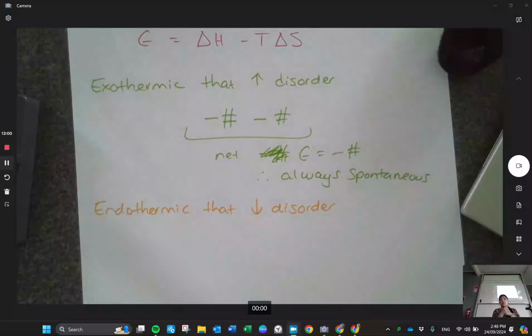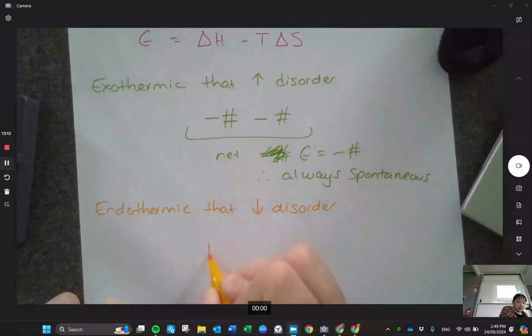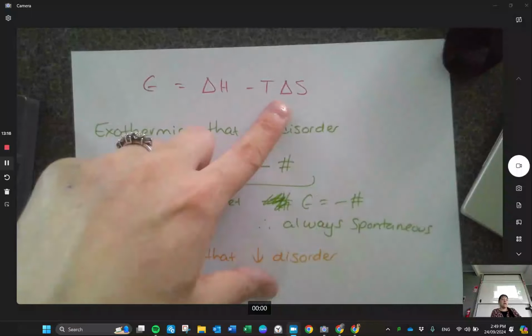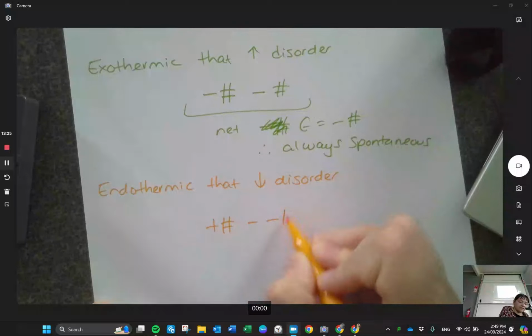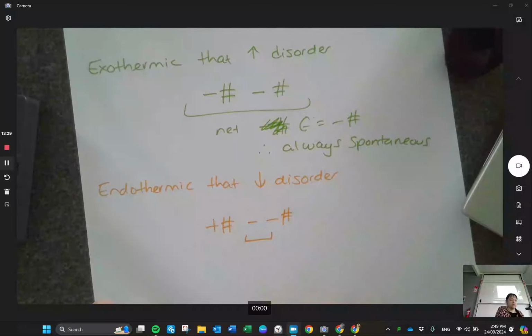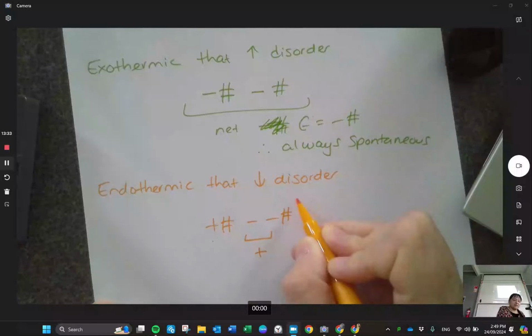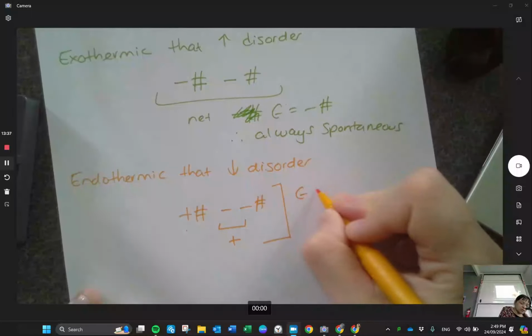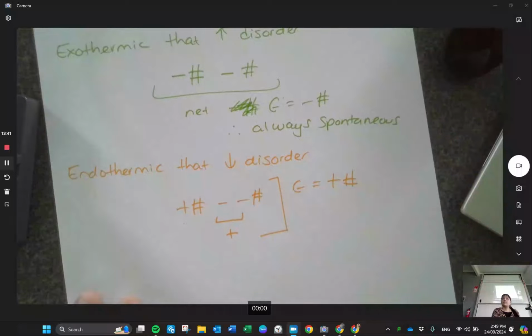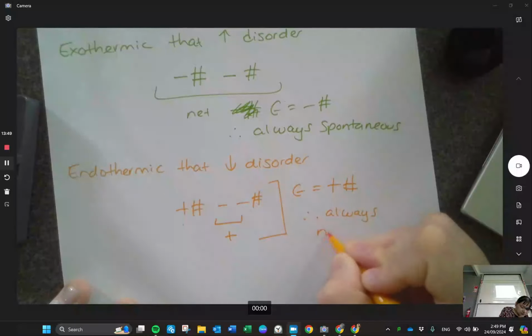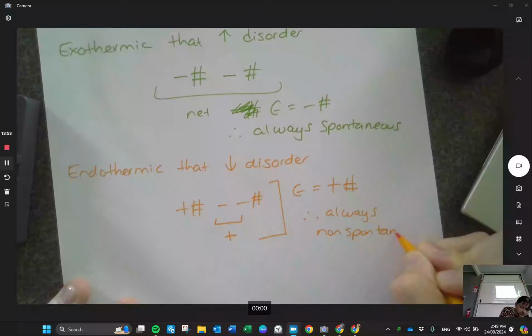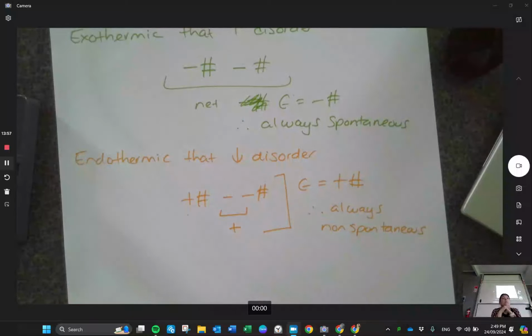So not only is it cold and absorbs energy, but on top of that, my particles become more organized. So when we're doing that calculation, my delta H is going to be a positive number. Now, since my disorder is decreasing, that's now a negative number. So I have T times a negative S, so I'm subtracting a negative number. When I subtract a negative number, what happens? It's basically positive. So if I'm doing a positive plus a positive, my net result is going to be positive. So Gibbs is going to always be a positive number. What that tells me is that this is always going to be a non-spontaneous reaction. Are we okay with that?